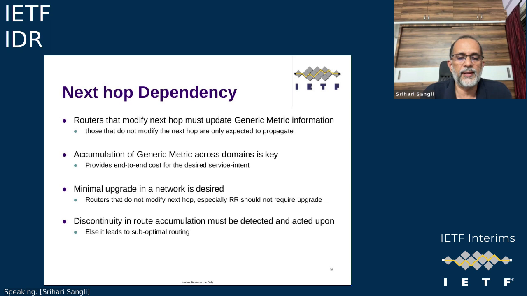And it's not that every router will be upgraded at the same time. So discontinuity is going to be a reality. So we need to be able to handle the discontinuity in route accumulation and then act upon it. Otherwise, it will lead to suboptimal routing, where we will prefer a path with a lower cost, even though it has not been accumulated correctly.